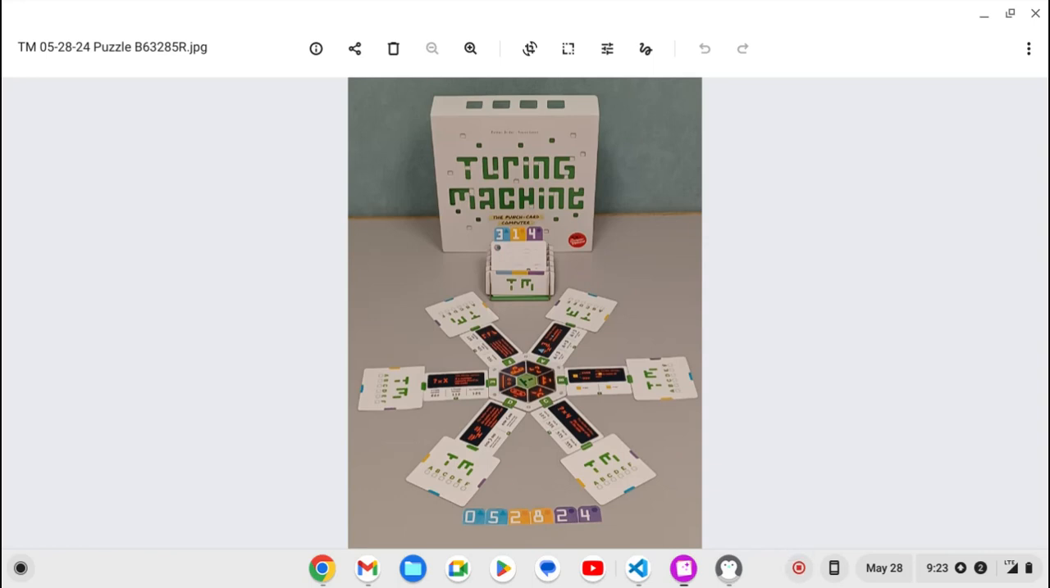Let's begin. Today's May 28th, 2024, and we're doing the Daily Turing Machine Puzzle. Today's puzzle uses 6 criteria cards and its 6 verification cards. Let's go to turingmachine.info for the details.